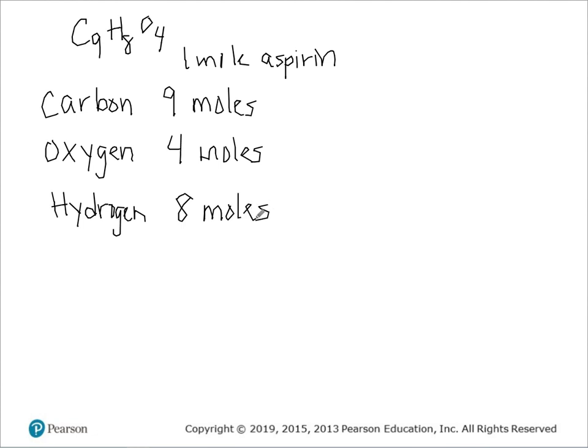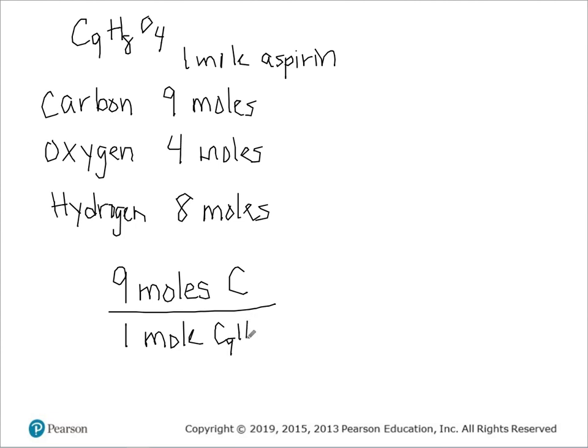So if we're going to write these as conversion factors and use our 1 mole of aspirin, what you would write is something like this: 9 moles of carbon for every 1 mole of aspirin, which is C9H8O4. And this you can use to figure out how many moles of carbon you have in a given number of moles of aspirin.